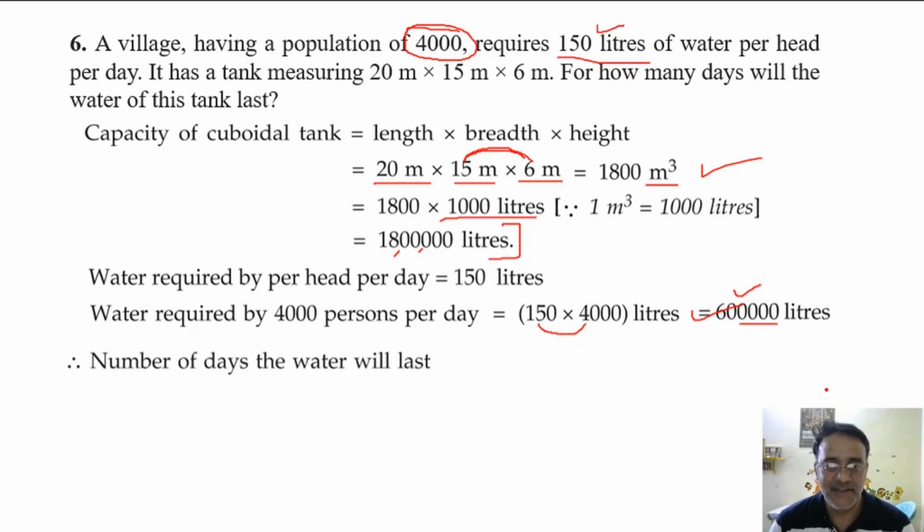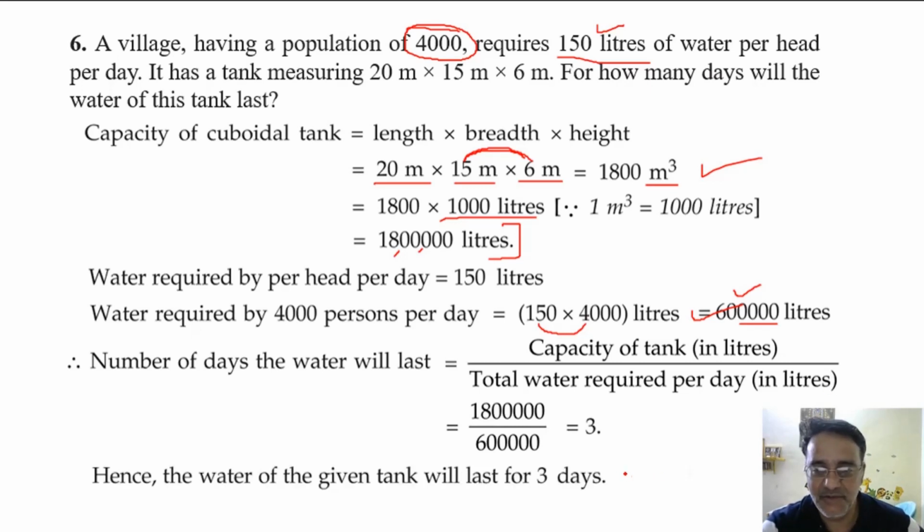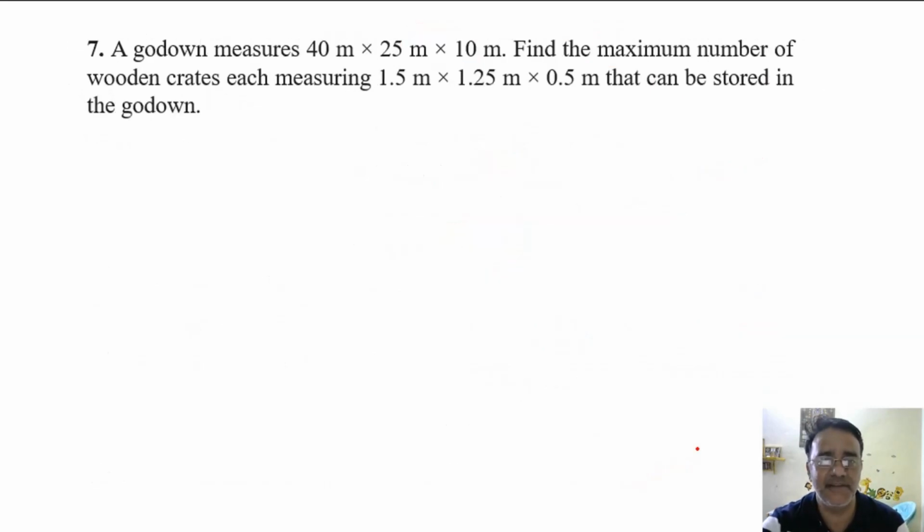Right. 3 days. So the number of days the water will last is equal to the capacity of the tank upon the total water required per day. That is 18 lakhs upon 6 lakhs, which is 3. So the answer is 3 days. Any doubt? No, sir. Okay. Now we'll move towards question number 7.